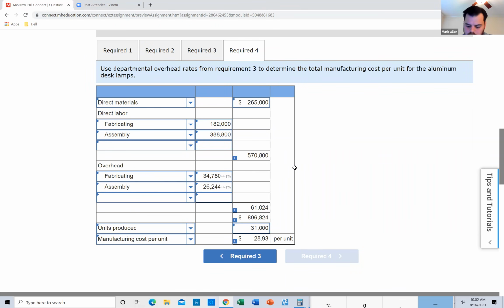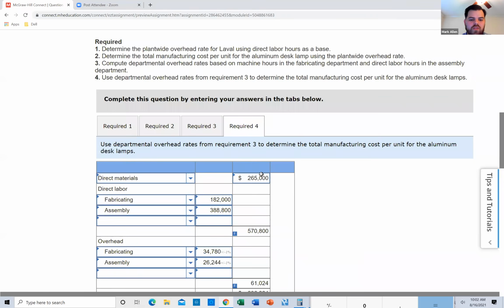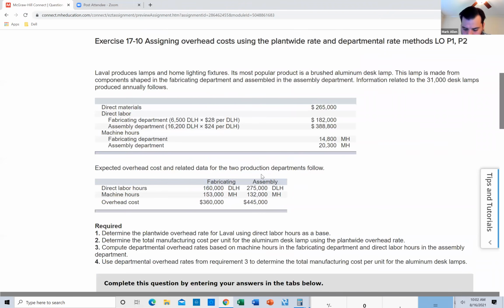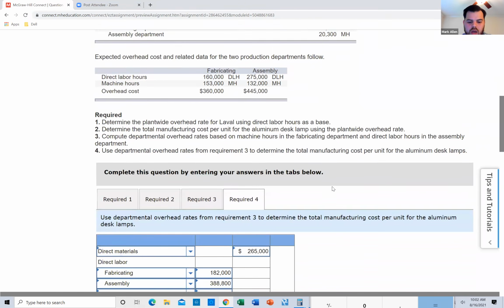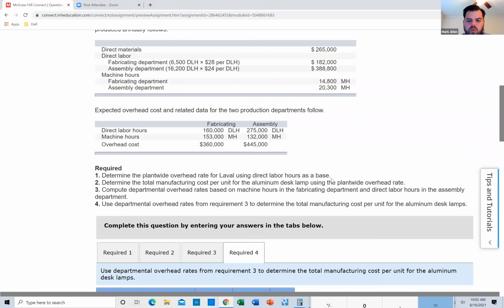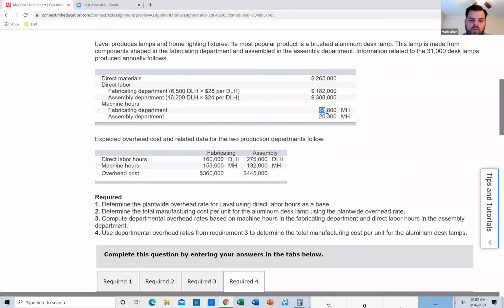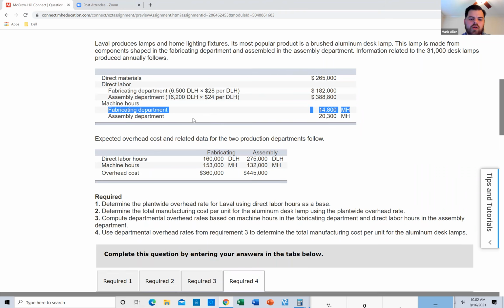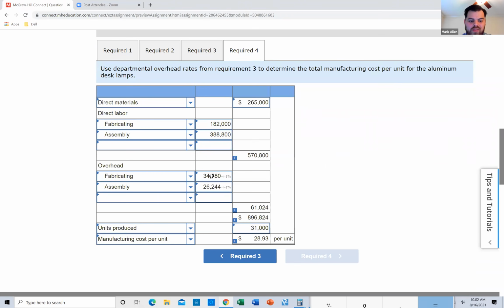In this case, we're going to come back and take that $2.35 we calculated for fabricating, and multiply that by 14,800. You say, well, where did that 14,800 come from? Well, here it is, right? This is the machine hours that were used in the fabricating department. So that's what we needed. So 14,800 times 2.35 is 34,780.